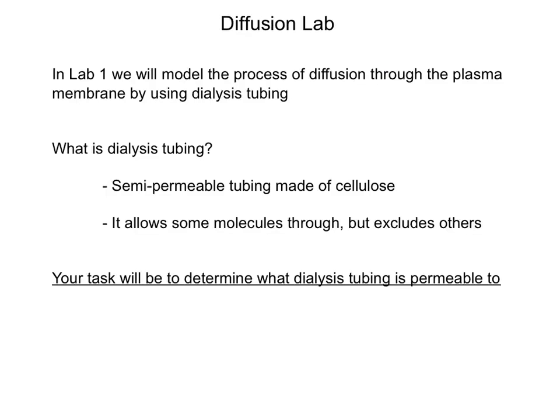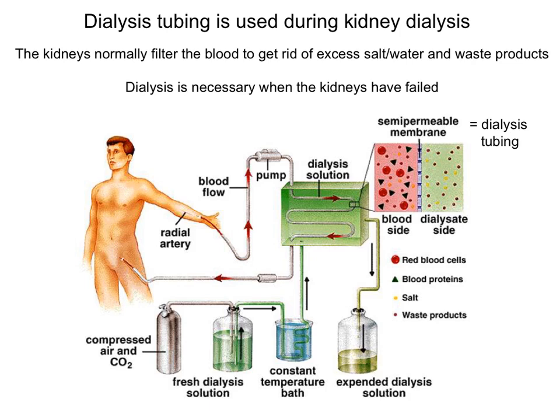Okay, so what's the main experiment that we're going to be doing in Lab 1? So we're going to be modeling the process of diffusion across a selective membrane by using dialysis tubing. So dialysis tubing is semi-permeable. It's made out of cellulose, so some molecules can go through it and others cannot. So it's kind of like a plasma membrane. And so we're going to try and figure out what the tubing is permeable to. I want to just briefly mention what dialysis tubing is.